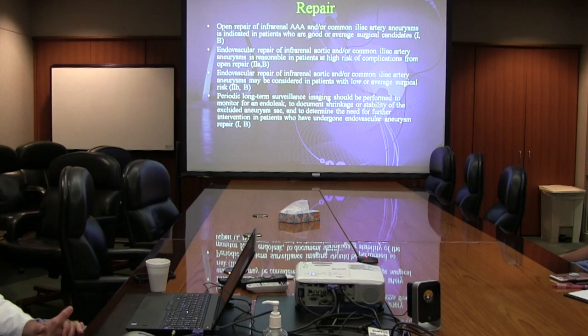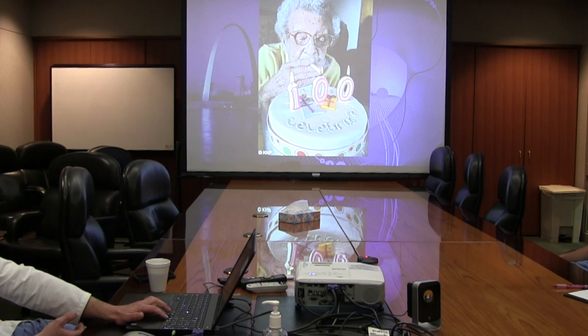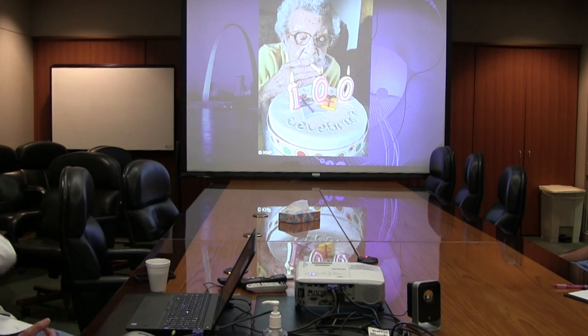So we kind of talked about this. That's a typical angiogram before and after. Got that from Jody.